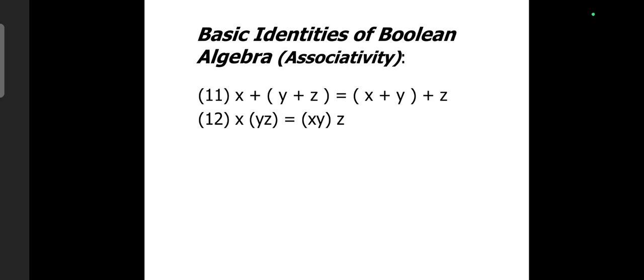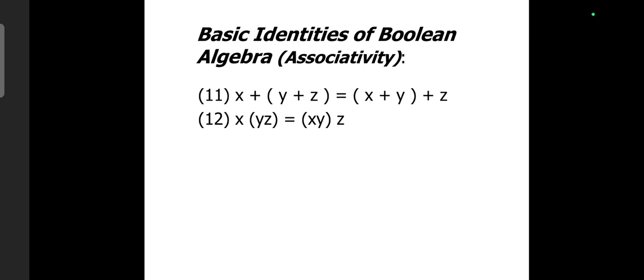Now let us discuss the associative property. This property states that when multiple variables are connected through the same operation, the grouping of variables doesn't affect the result. So for the OR operation, x plus (y plus z) equal to (x plus y) plus z. And for the AND operation, x(yz) equal to (xy)z.